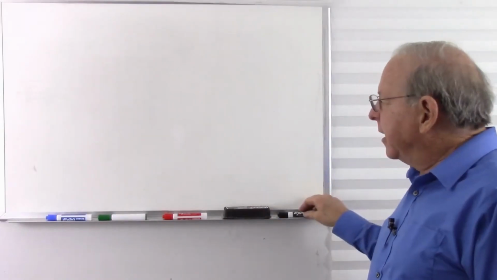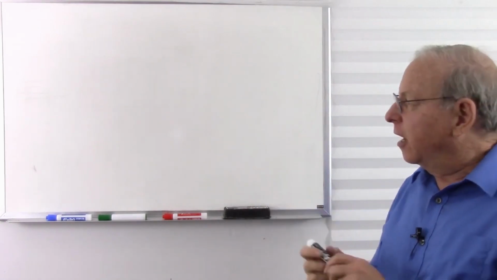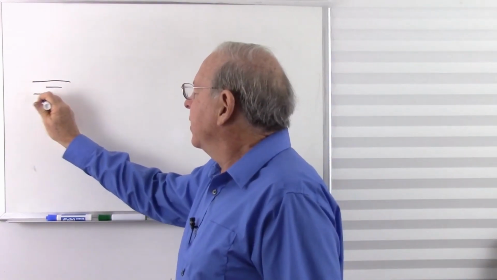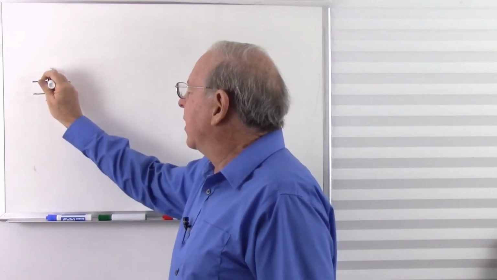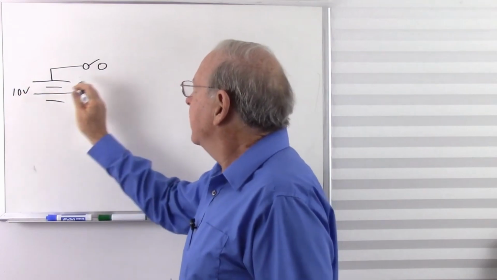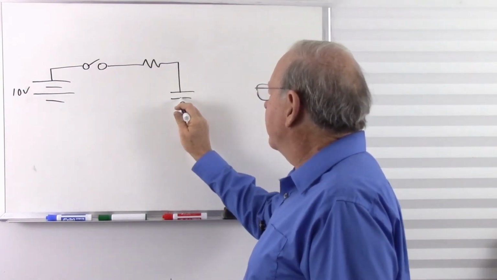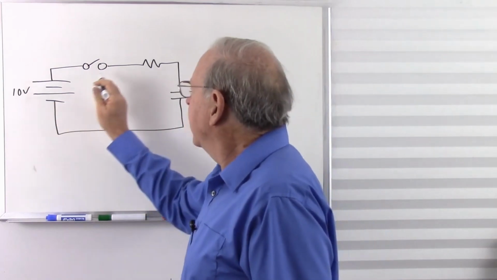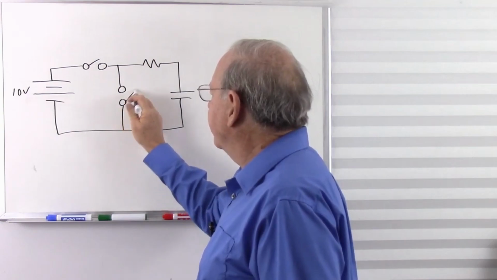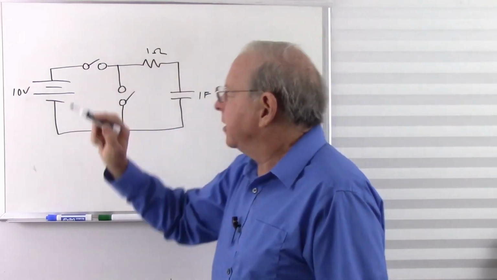Let's take a look at my demonstration circuit and just look at capacitor charging and discharging and take it to another level and get ready to explain an astable multivibrator. So we're going to start out with a battery and a switch. Let's make that a 10-volt battery. This is going to go to a 1 ohm resistor and a 1 farad capacitor. And I'm going to put another switch right here just so I can discharge that capacitor. So 1 farad, 1 ohm, 10 volts.